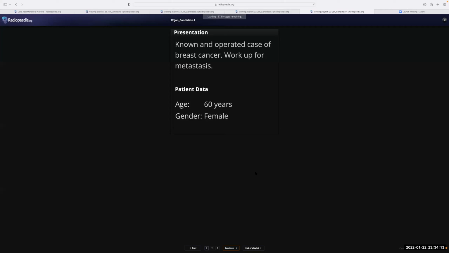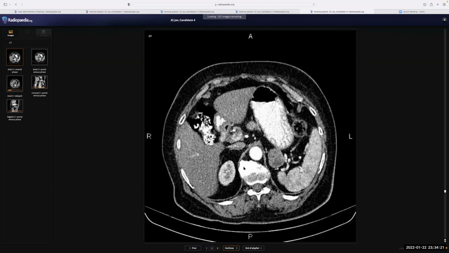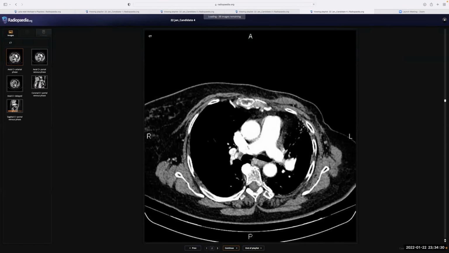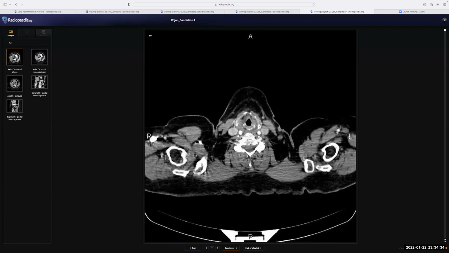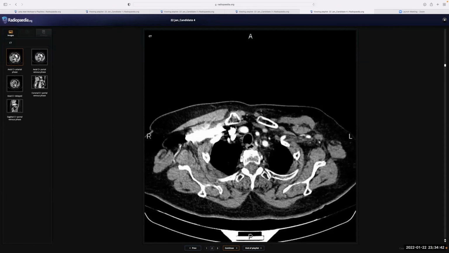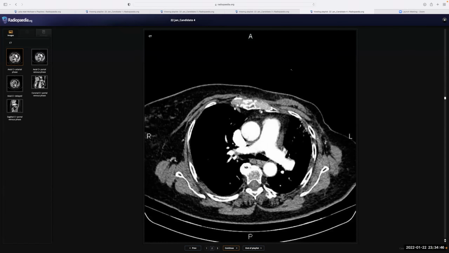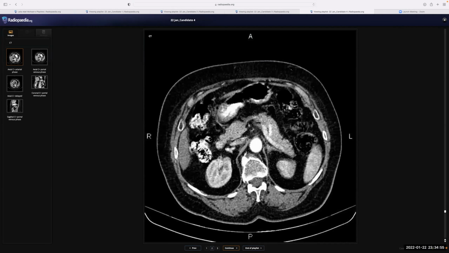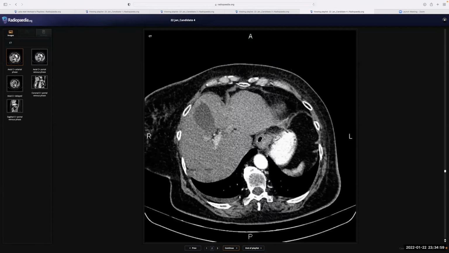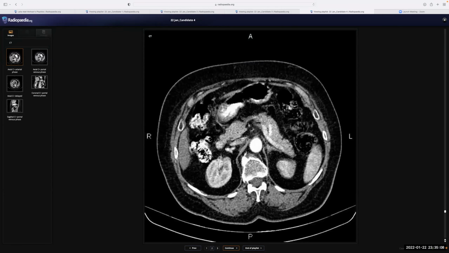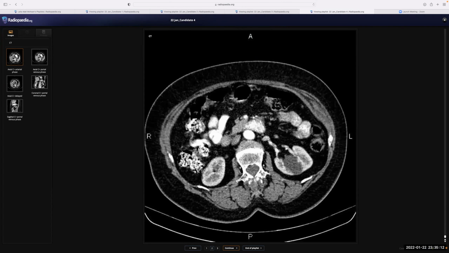This is a 60-year-old female with a known and operated case of breast cancer, workup for the metastasis. So I have been provided with a contrast enhanced scan of a 60-year-old patient, which is a known case of breast cancer, has been operated upon. I am going craniocaudally. Scrolling this case, I can see a small thyroid nodule on the right side, and then going caudally, I'm looking at the liver, and cannot see any mass lesion in the liver, and the pancreas also appears normal, and the kidney shows a benign looking cyst.